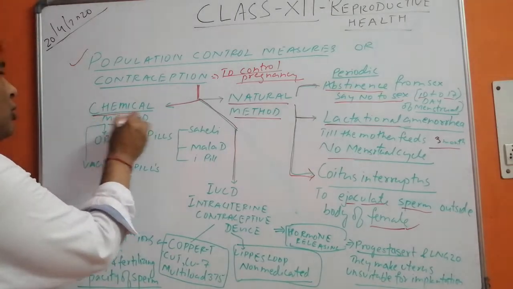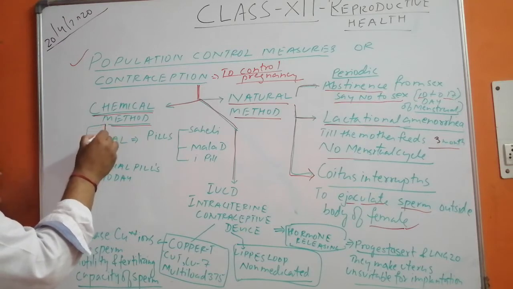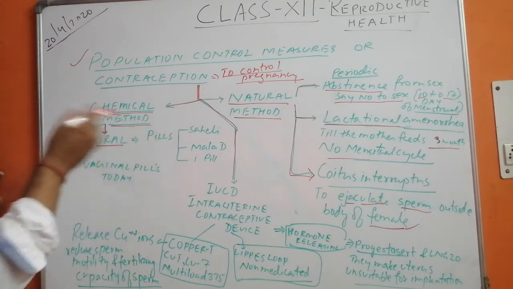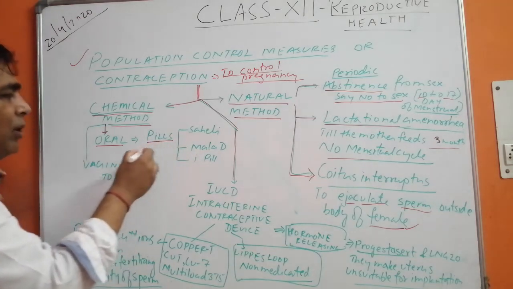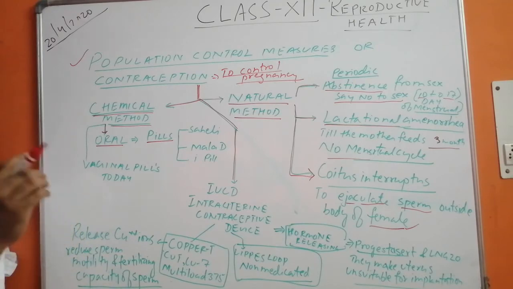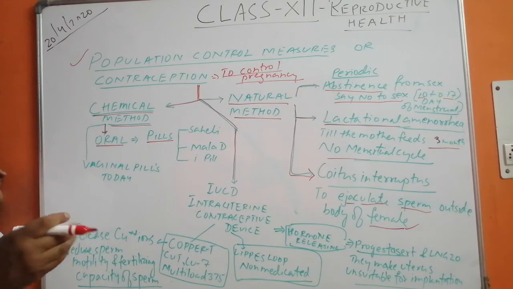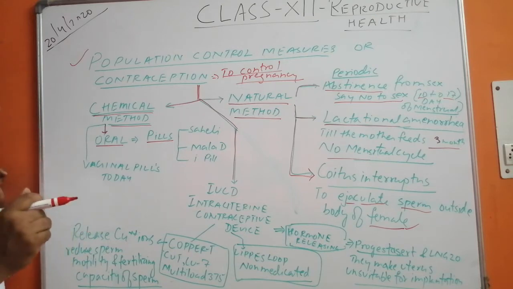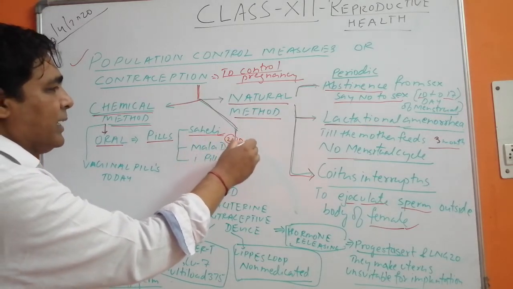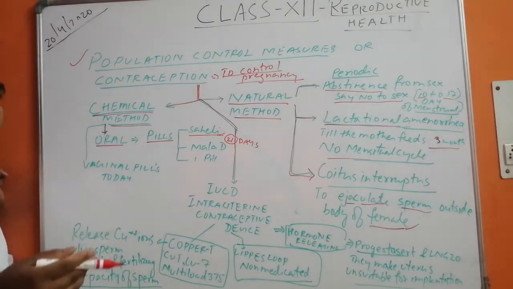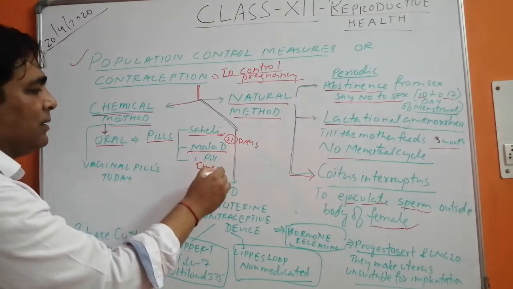Now after this we are going to talk about the chemical method. The chemical method, children, is oral, meaning the pills which are taken by mouth. These oral pills are made up of hormones, a progesterone and estrogen combination, which prevent the formation of the egg as well as implantation and fertilization. It is Saheli. The pills have to be taken for about 28 days. They also prevent implantation.